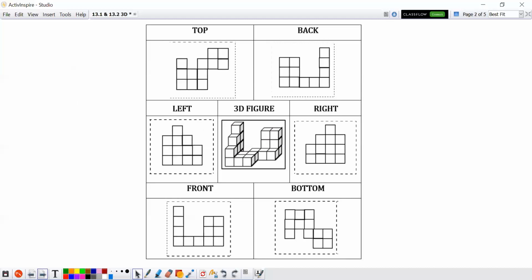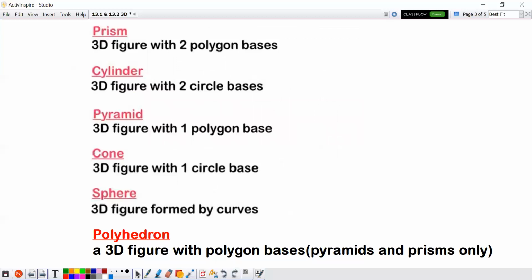And then we move on to 13.2, or in your section is titled 12.2. But here we go into naming figures. So prisms have 2 polygon bases. Cylinders have 2 circular bases. Pyramids have 1 polygon base. Cones have 1 circular base.